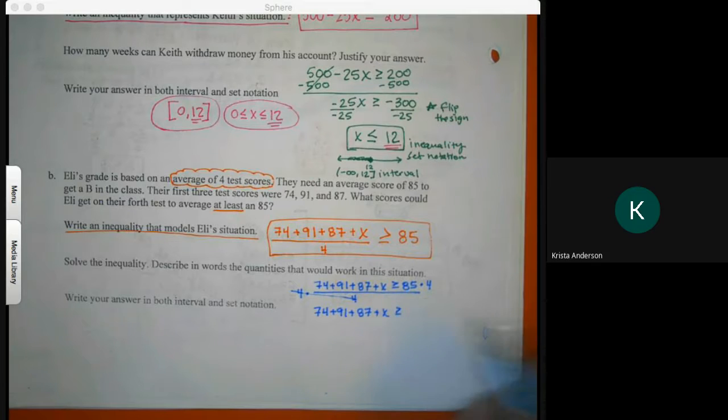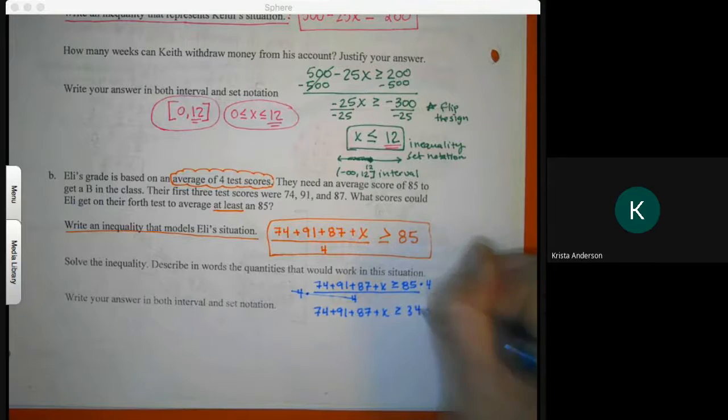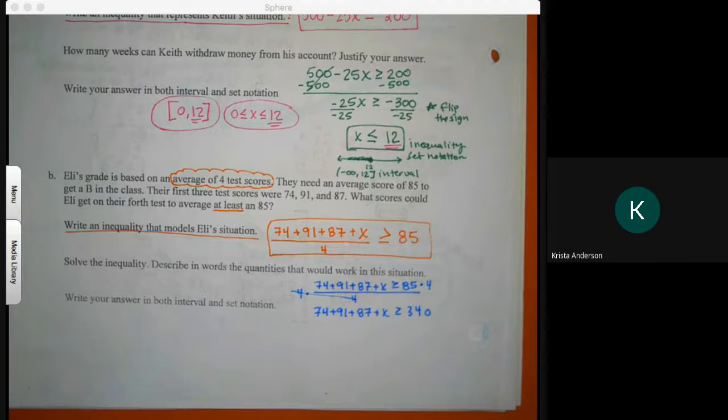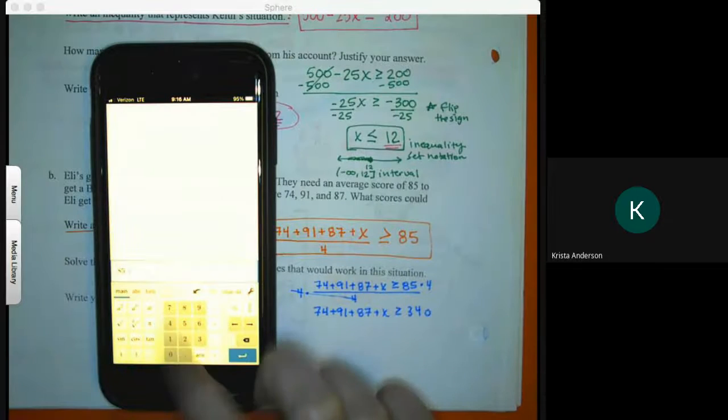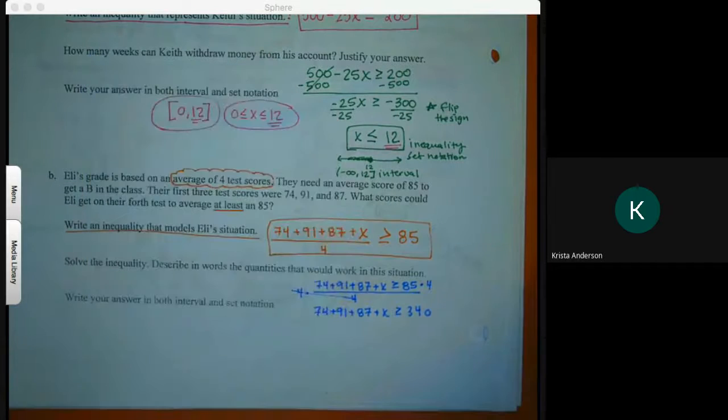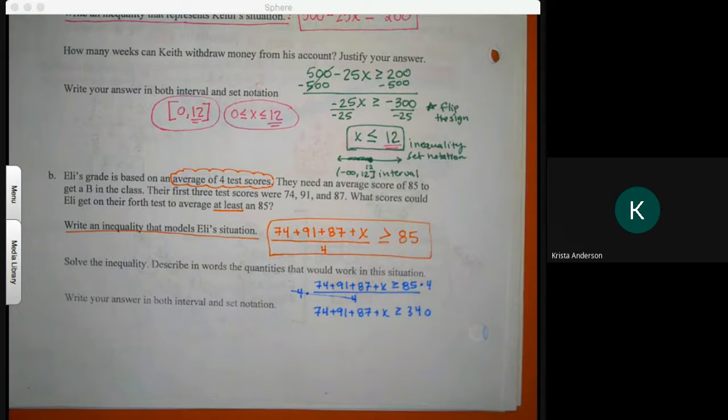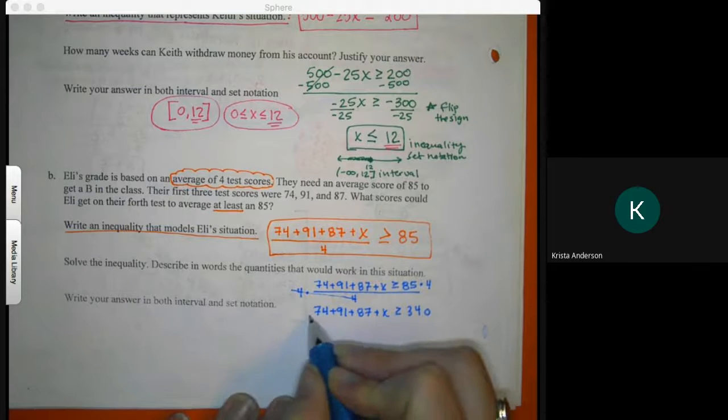Which would be a total of 4 times 5 is 20, 2, 34, 340. I'm going to double check. 5 times 4, 340. We are good. From there, what do you think I will do to get x by itself? Yeah, combine like terms. Okay. I can add these all up.